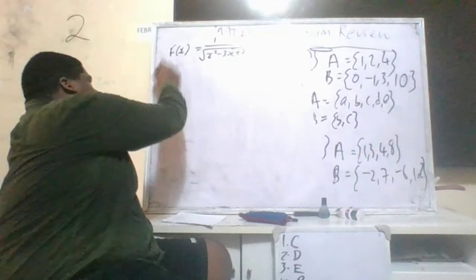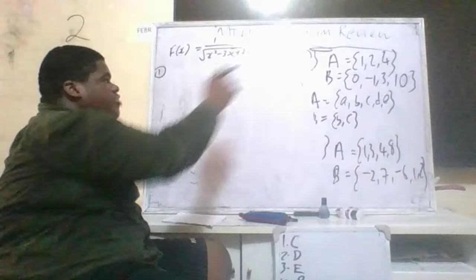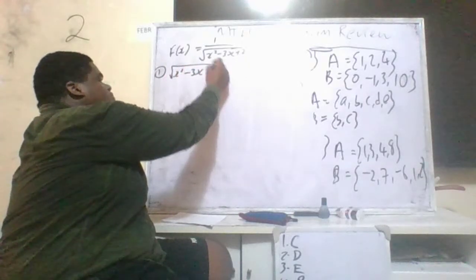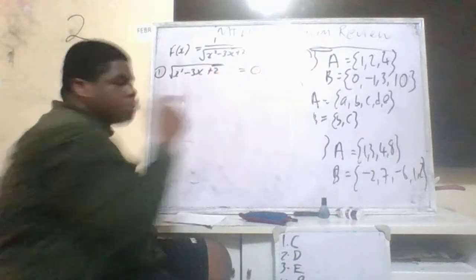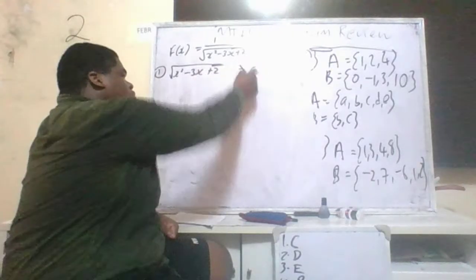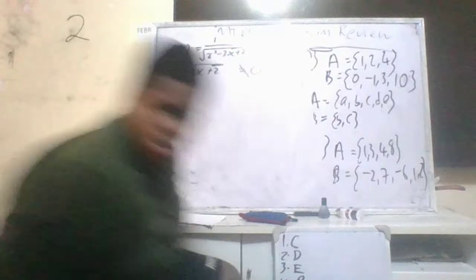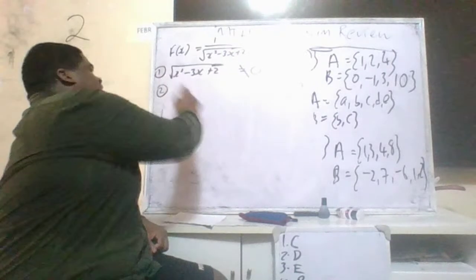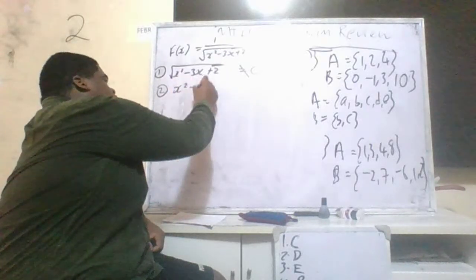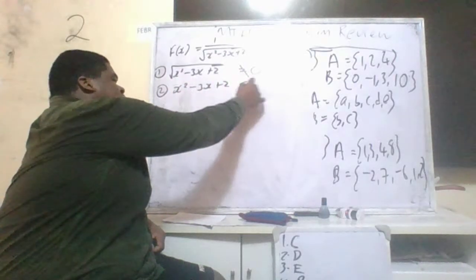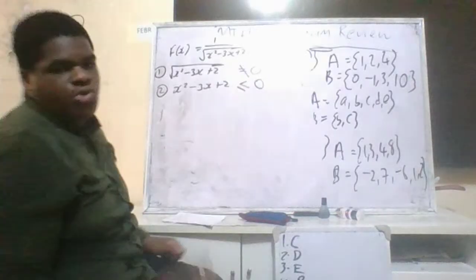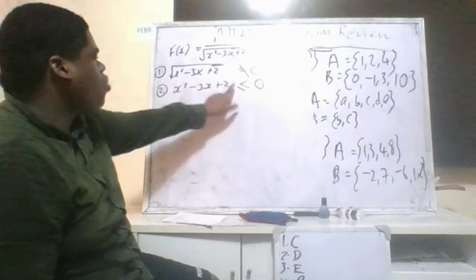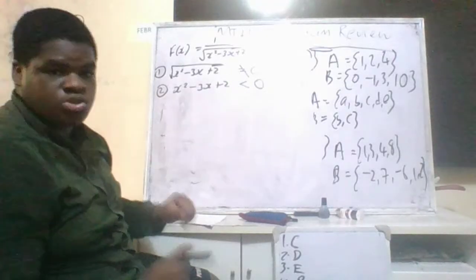The first case is when the denominator is equal to 0. When the denominator is equal to 0, then the square root of x squared minus 3x plus 2 is equal to 0. So basically, what we want is that this should not equal 0, because when it's equal to 0, it's going to be undefined. The second case is when x squared minus 3x plus 2 is less than 0. We don't want it to be less than 0.